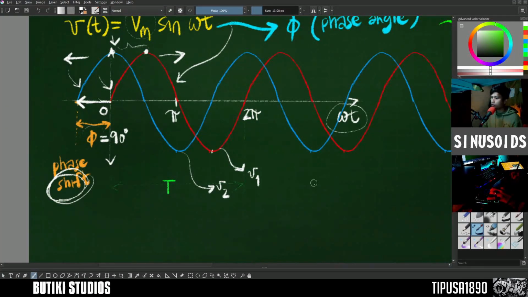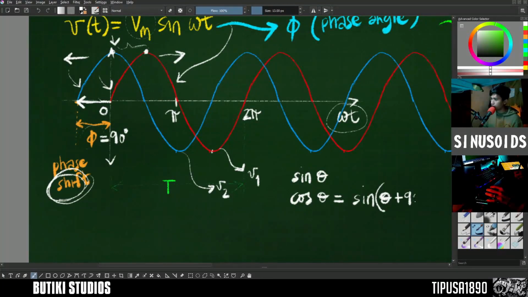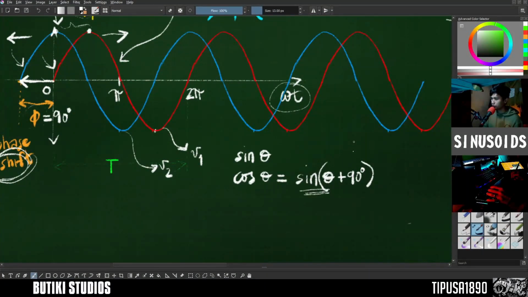So this is a 90 degree shift. This is so that we can compare the sine and cosine waves. So sine theta or cosine theta. In all reality, sine and cosine are basically the same wave. The same. It's just that cosine theta is just a sine theta, but the argument here is added by 90 degrees.